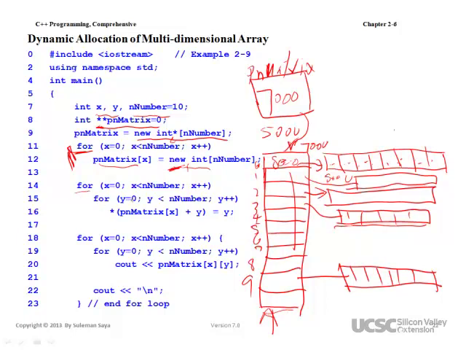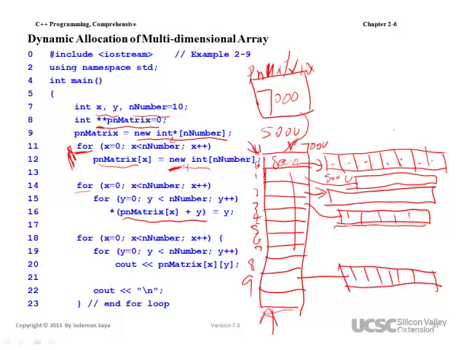The first for loop is going to allow me to go to this array right here, which is the array of addresses. And then the second for loop allows me to go to each smaller array, or each data array, and initialize the element. So now let's look at line number 16. What is this all about?